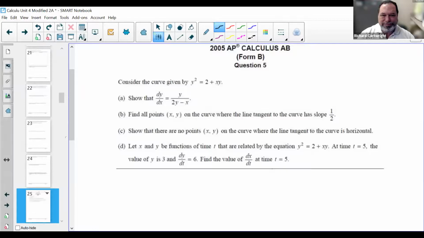All right, somebody read me that problem. Consider the curve given by y squared equals 2 plus xy. And part A is asking us just to prove a derivative. Are you convinced I don't have to prove that derivative again? Because we've done that already several times today. Well, maybe we did it twice. You want to do it again, class?